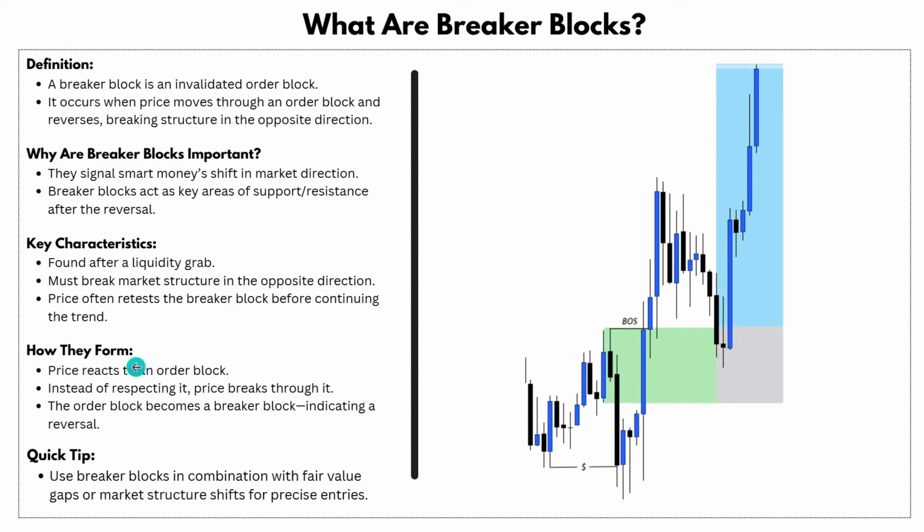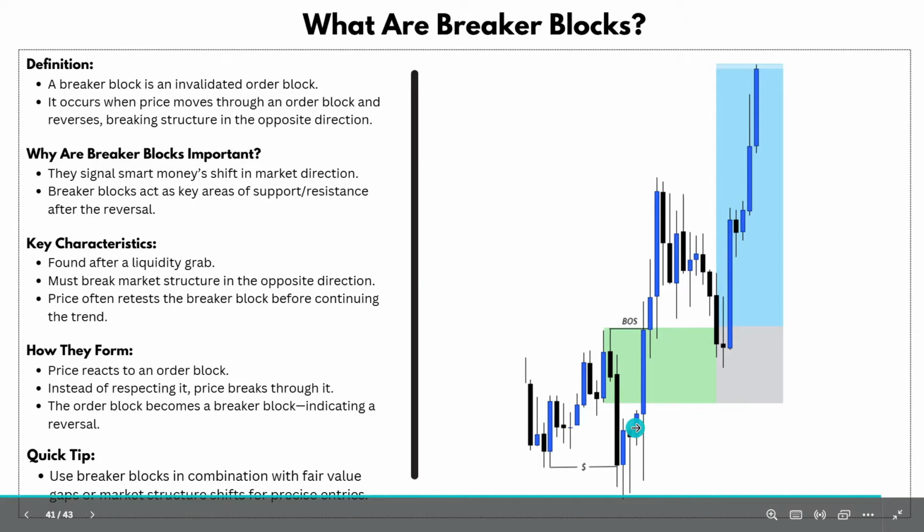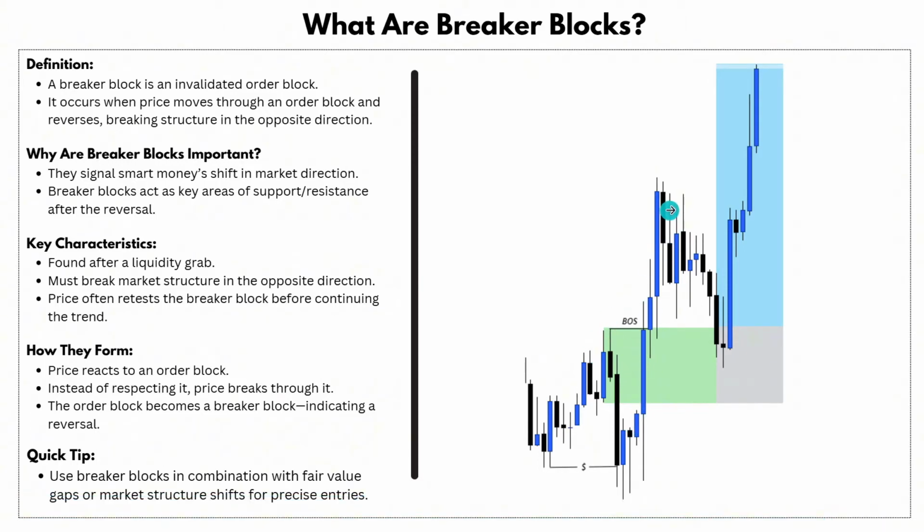Price reacts to an order block. Instead of respecting it, price breaks through it. The order block becomes a breaker block, indicating a reversal. As we can see, this is supposed to be a bearish engulfing order block. Price is supposed to use this to continue the bearish trend, but we see that price violates this order block right here and runs through it. Then price is going to come back and retest it to then continue our bullish trend.